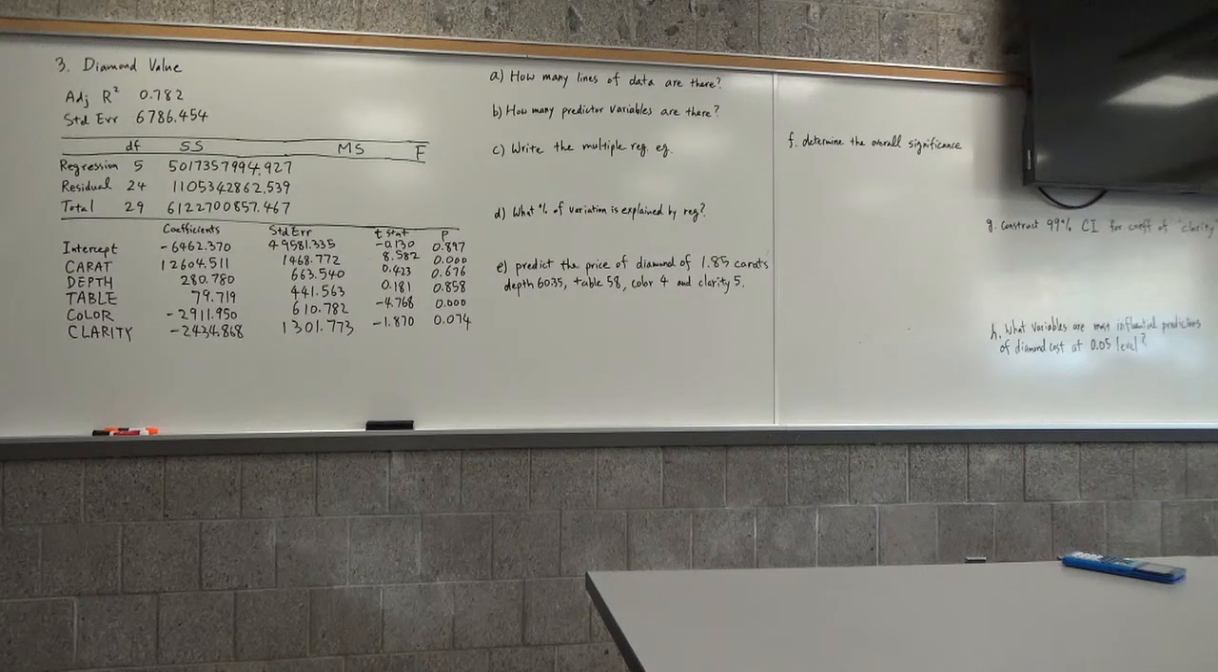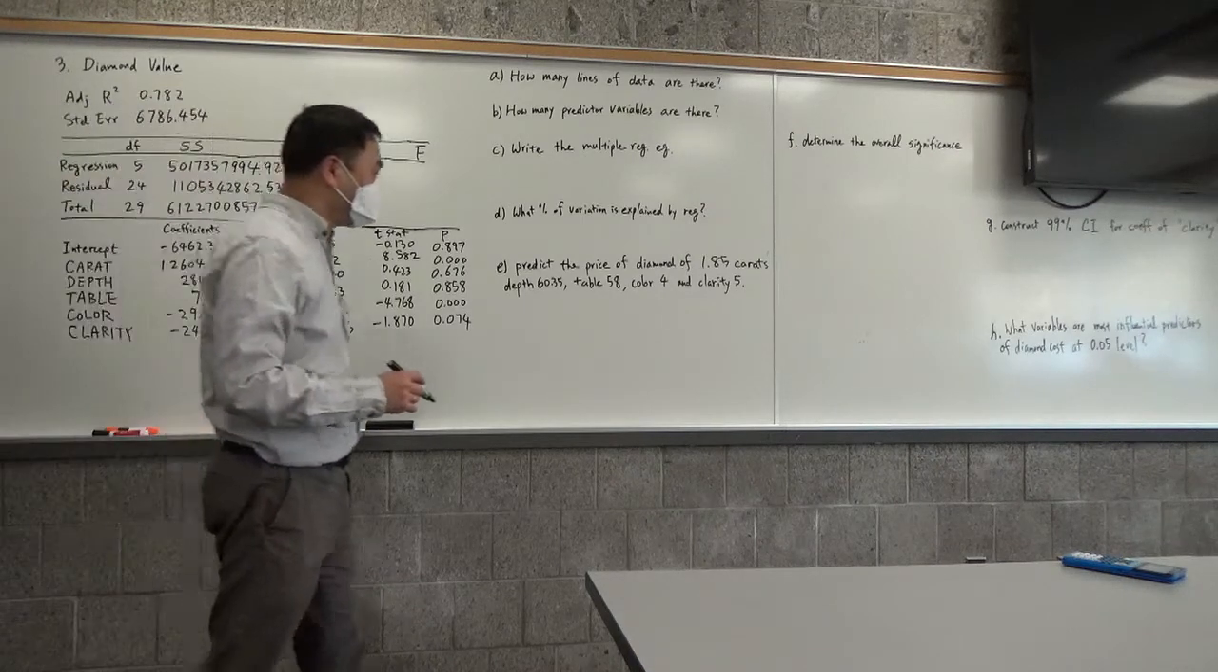Diamond value is predicted by carat, depth, table, color, clarity. I'm not an expert on diamonds, so I don't know what these are. Maybe some of you are. But let's just say these are some numbers for diamonds, and according to these things, you can evaluate the value of a diamond.